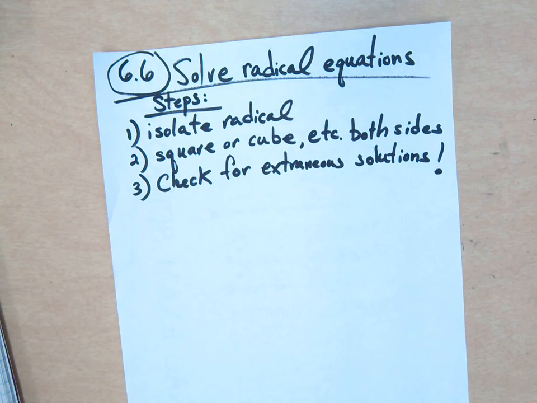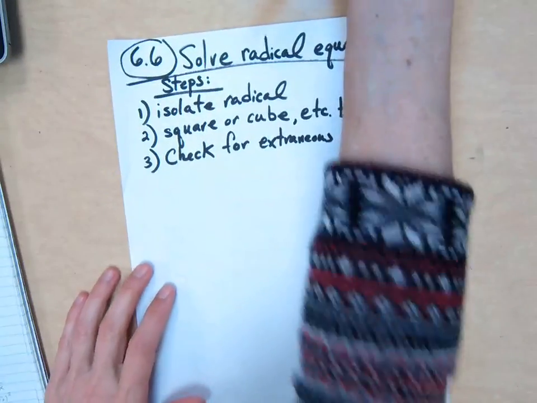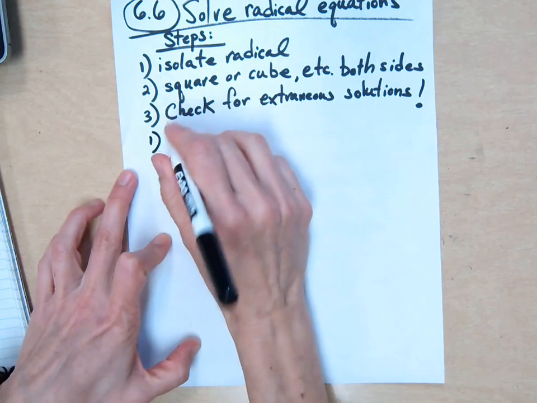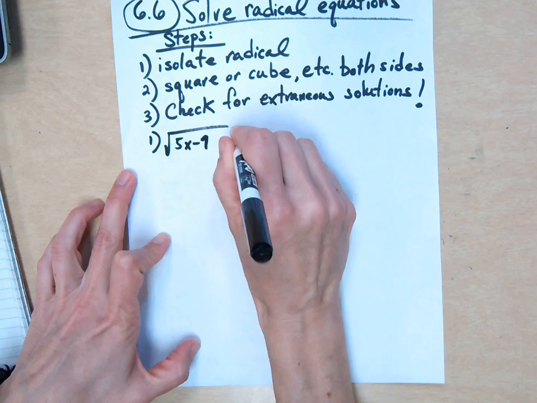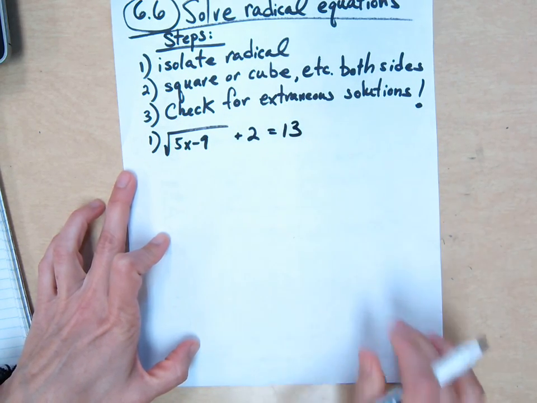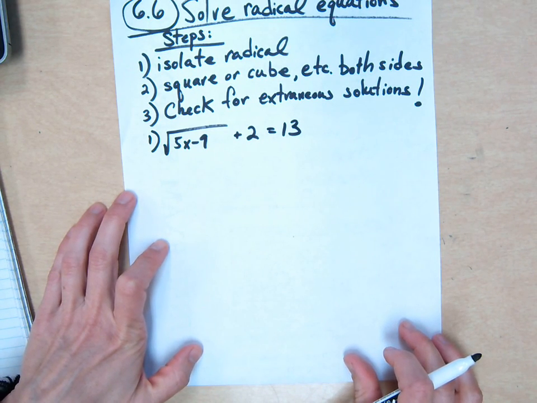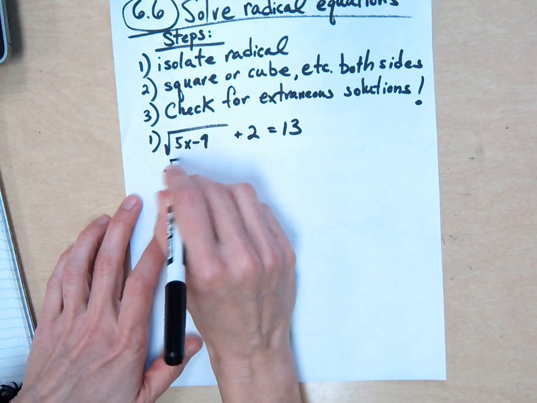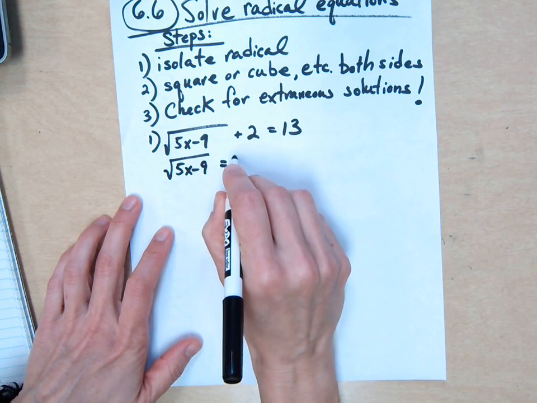So we are going to do 4 examples here, all of different levels. The first one is the square root of 5x minus 9, plus 2, that's not under the radical, equals 13. So what should we do first? Isolate the radical, which means subtract 2, that's right. So we get the square root of 5x minus 9 equals 11.